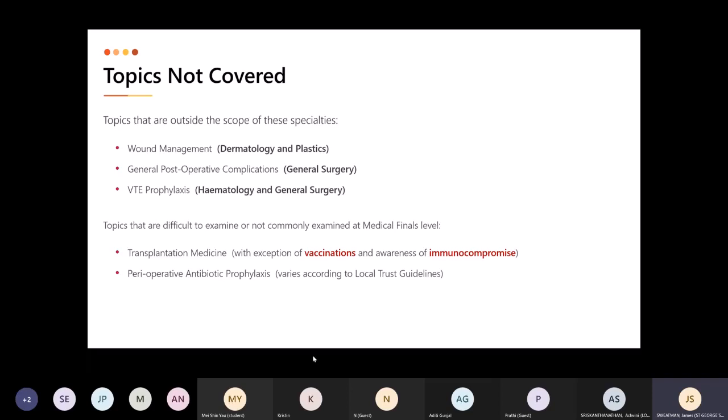And also perioperative antibiotic prophylaxis, because again, there are guidelines, but a lot of the time it's kind of finger in the air. What does the consultant like? What does the anaesthetist think? And what's the status of the patient? And what's the operation going to be as well?